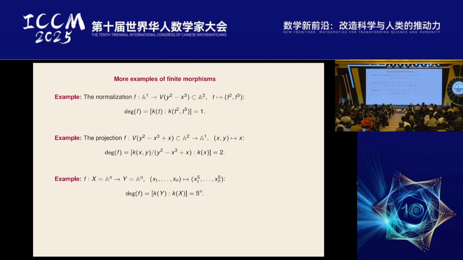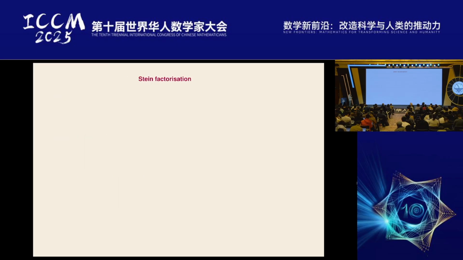Okay, and similarly, we have this map from A^n to A^n defined by fifth powers of all the variables here, and then this time you can calculate the degree: 5 to the number of the variables that you have. So if you raise to the power 7, then you have 7 to the n. Okay, so these are very elementary examples of finite morphisms between algebraic varieties and the calculation of their degrees.